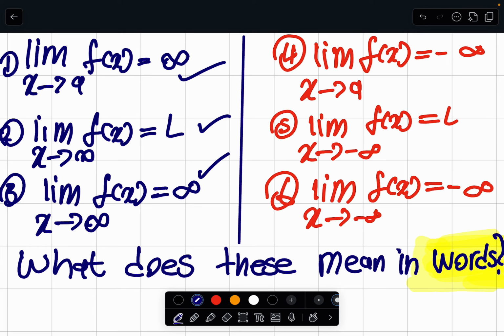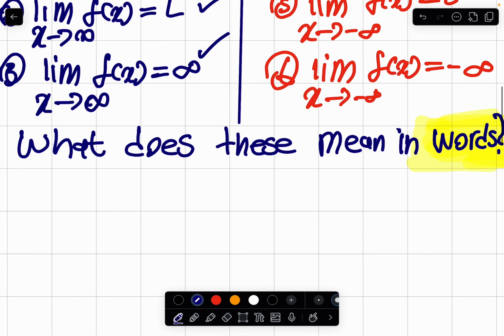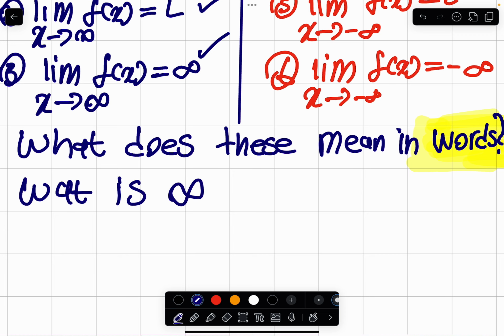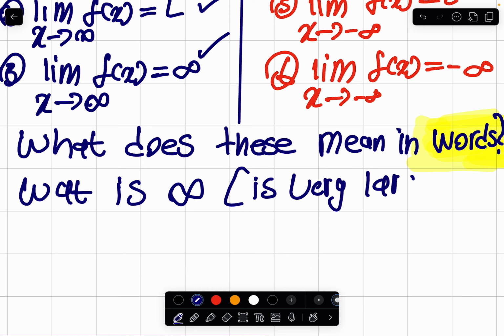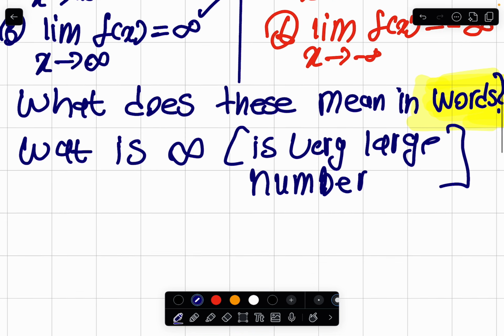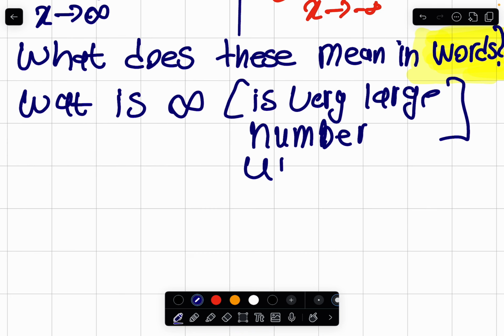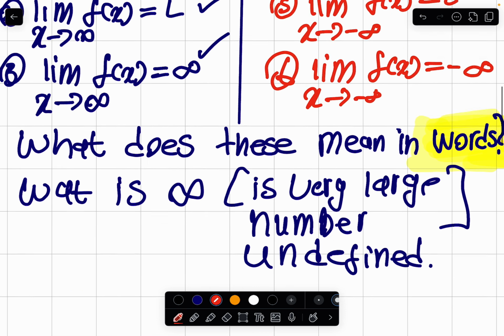For you to explain these things, you must know what is infinity. Understand? What is infinity? Infinity is a very large number that no one can divide. That number is undefined. No one can even define that number. Understand? So let's explain why.